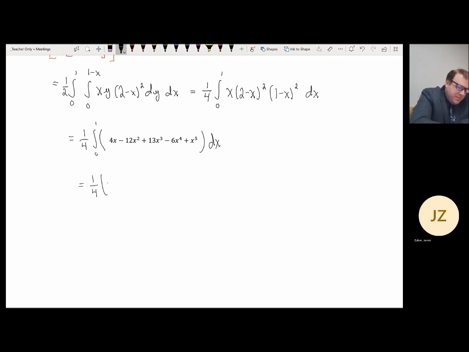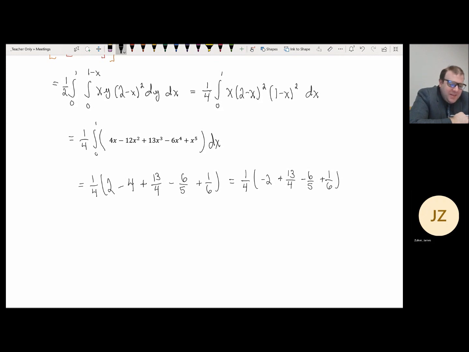That'll be 2x squared from 0 to 1, minus 4x cubed from 0 to 1, plus 13 over 4 x to the fourth from 0 to 1, 6/5 x to the fifth from 0 to 1, and then 1/6 x to the sixth from 0 to 1. Common denominator.